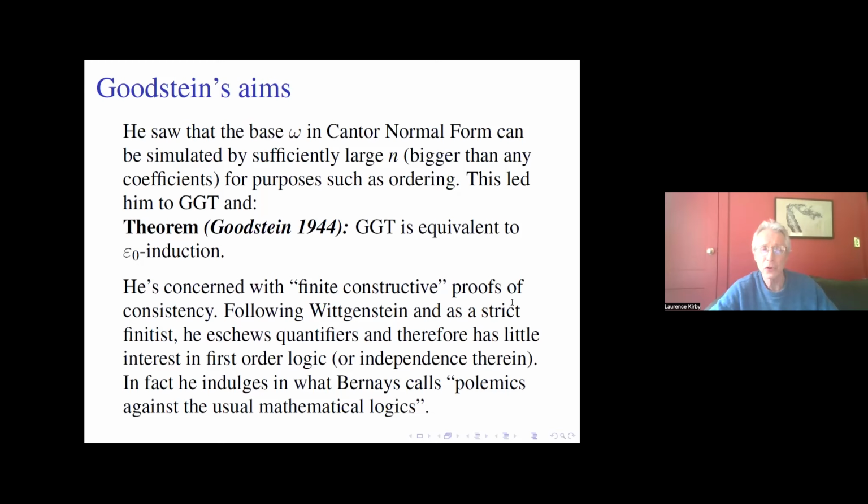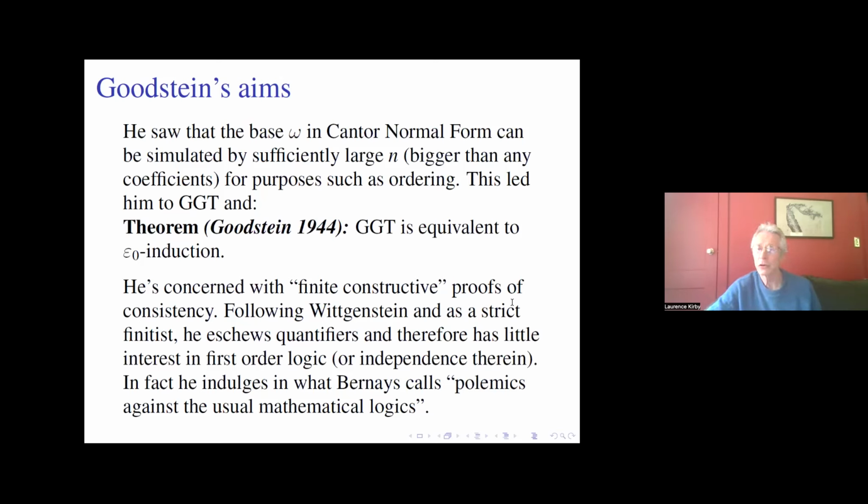And this led him to what I'm calling GGT, his theorem, and also the fact that the reason he isolates the theorem is that it's equivalent to epsilon 0 induction. So he's perfectly aware that this is not a first order statement. His aim is he's concerned with what he calls finite constructive proofs of consistency. So in this sense, he's closer to the 30s than the 50s. He's still worrying about proving consistency of arithmetic.